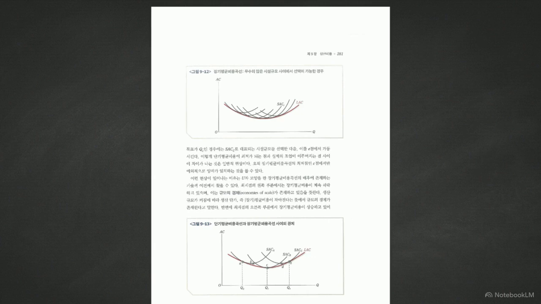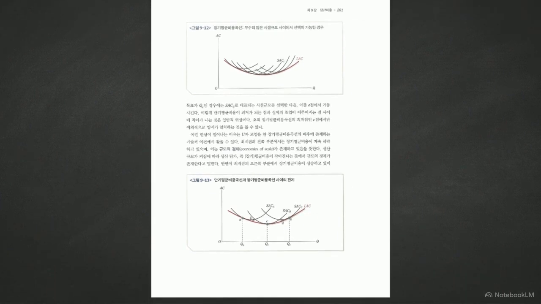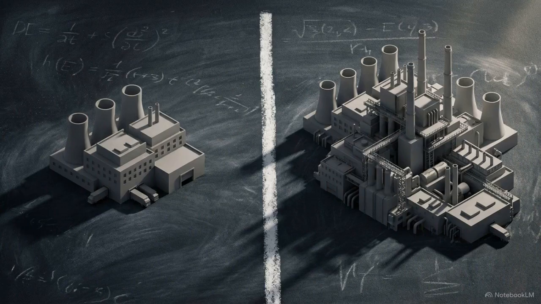There is a specific detail to notice here. The envelope curve does not touch the absolute bottom of every short-run curve. On the left, it makes contact while the short-run costs are still falling. On the right, it touches them while they are already rising. This occurs because of the forces of scale.